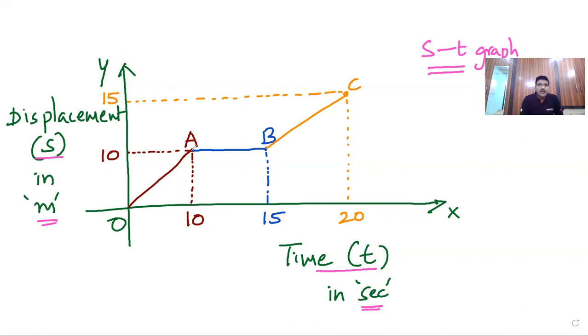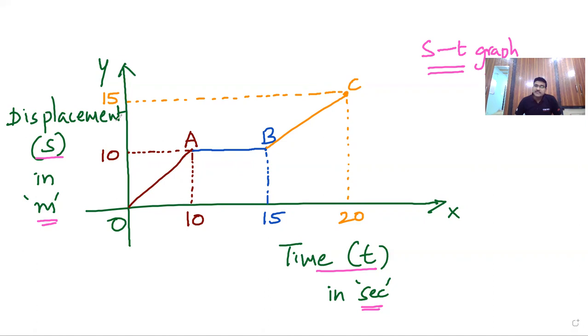Clear? A is a point which cuts the x-axis at 10 seconds and the y-axis at 10 meters. B is a point which cuts the x-axis at 15 seconds and the y-axis at 10 meters. Similarly, C is a point which intersects the x-axis at 20 seconds and the y-axis at 15 meters. This is the graph, the fundamentals of the graph given.